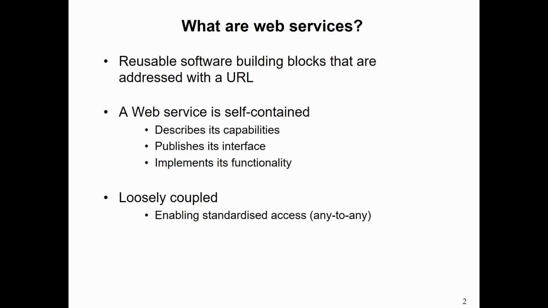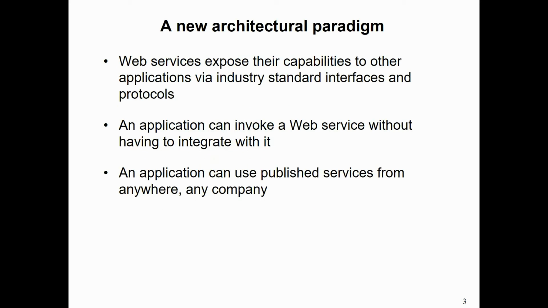And because they are loosely coupled, it means that any kind of application, as long as it has a capability of connecting across the internet, can make use of it. It doesn't matter whether it's of the same programming language or different, if it's of the same application type or very different. And so this is going to throw up, or has thrown up over the last few years, a new architectural paradigm. These web services expose their capabilities to other applications using standard interfaces and protocols. And that's why they can be used by non-homogeneous systems.